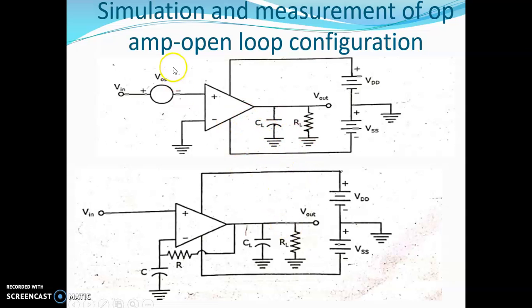Okay, meaning one of the important specifications is that the op-amp should be operated in open loop configuration. But when you are operating in open loop, there is a certain drawback: it will be difficult to measure and simulate the op-amp in the open loop because it has a very high differential gain.